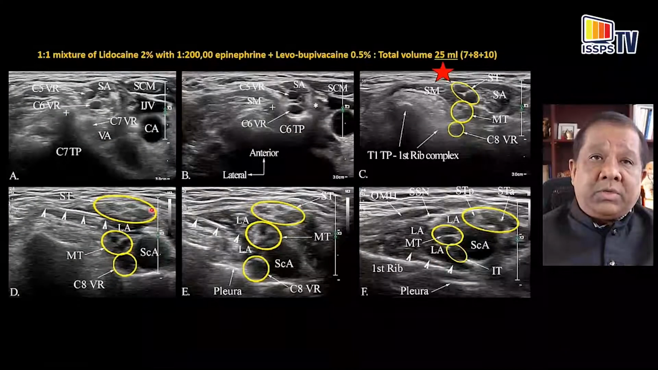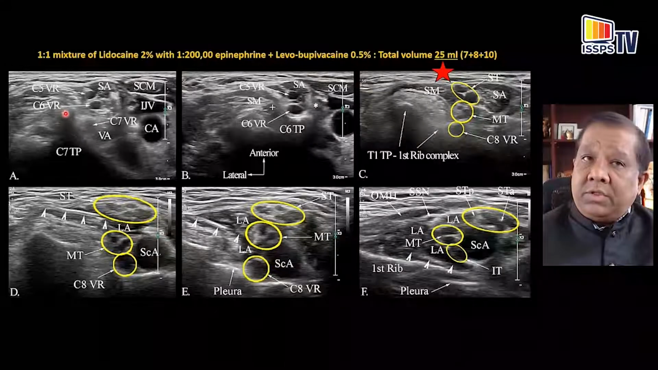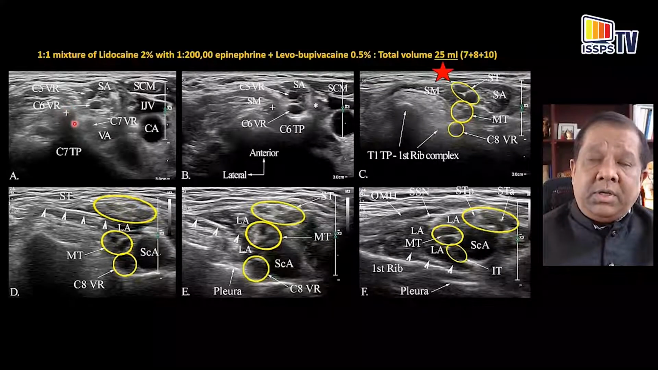In the sonogram, this is what you can see here: the C7 transverse process with its very typical sonomorphology. The posterior tubercle, you can see the C7, 6, and 5. The C5 and 6 fuse to form the superior trunk, as you can see here. So it's the superior trunk, the middle trunk, which is a continuation of the C7, and the C8.